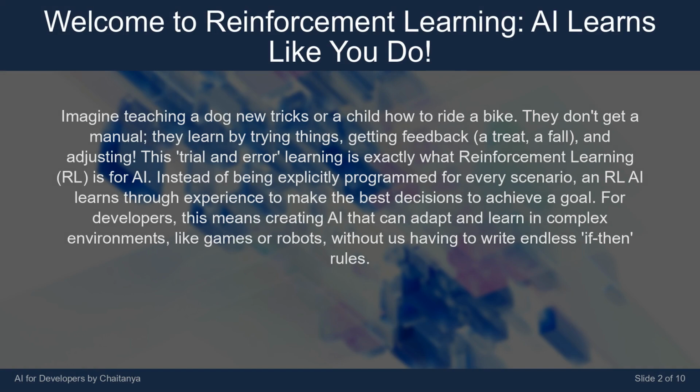Imagine teaching a dog new tricks or a child how to ride a bike. They don't get a manual. They learn by trying things, getting feedback, a treat, a fall, and adjusting. This trial and error learning is exactly what reinforcement learning, RL, is for AI.